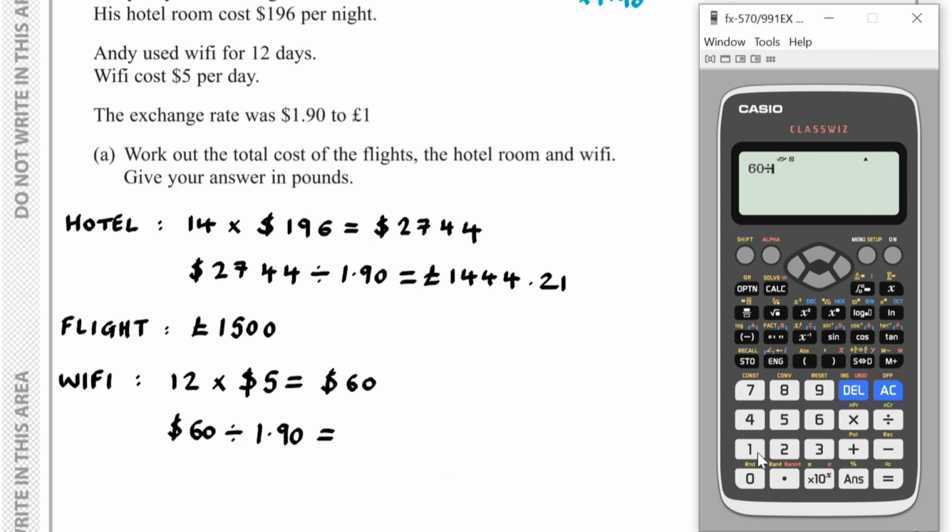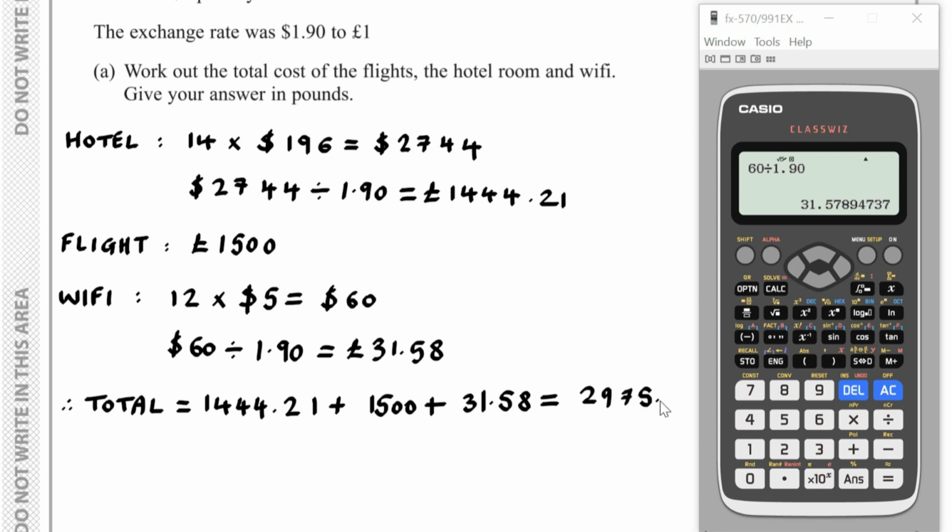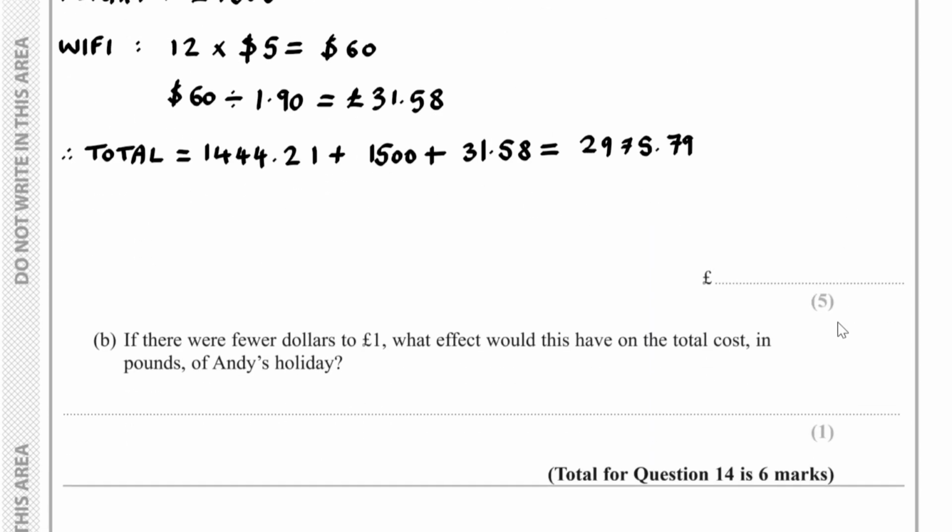So if I do that, we end up with, to 2 decimal places, £31.58. So what we need to do is find out the total in pounds. So I've got the hotel, 1444.21, the flight, 1500, the Wi-Fi, 31.58. So the total is equal to 2975.79.